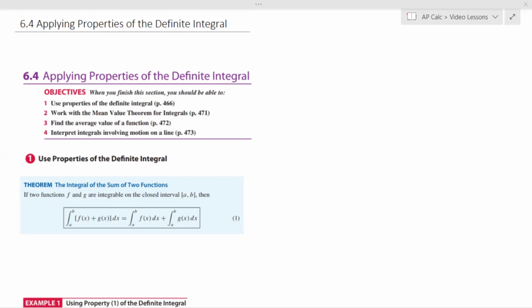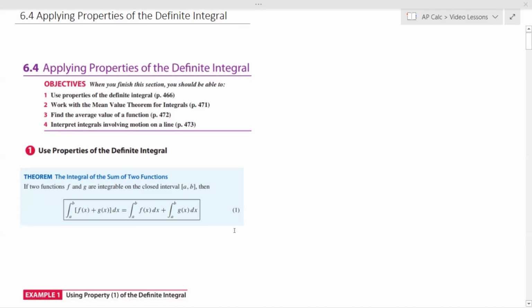So these properties are going to make it a lot easier to evaluate definite integrals. The first one is basic, just the sum of two functions. So similar to with derivatives, if you're adding functions within an integral, you can integrate each one separately.